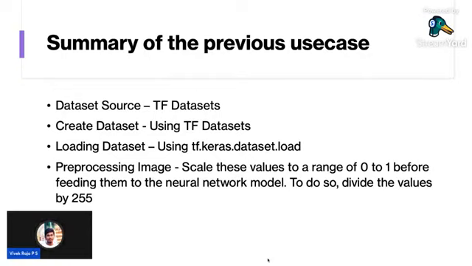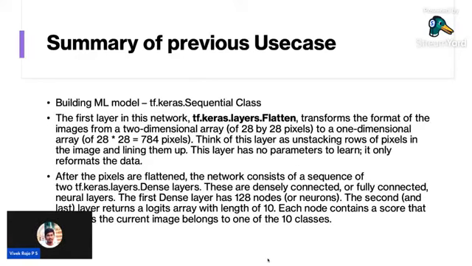So first we identified the data source as the TensorFlow dataset. We created the dataset using tf dataset, and we loaded it using tf.keras.datasets.load. To pre-process the image, we scaled all those values between 0 and 1 so that it will be easier for the machine learning model to learn. So we divided everything by 255, which is the RGB value, and we built the model using the Sequential class. We had 3 layers, which are flatten and dense, and the other values for the prediction.